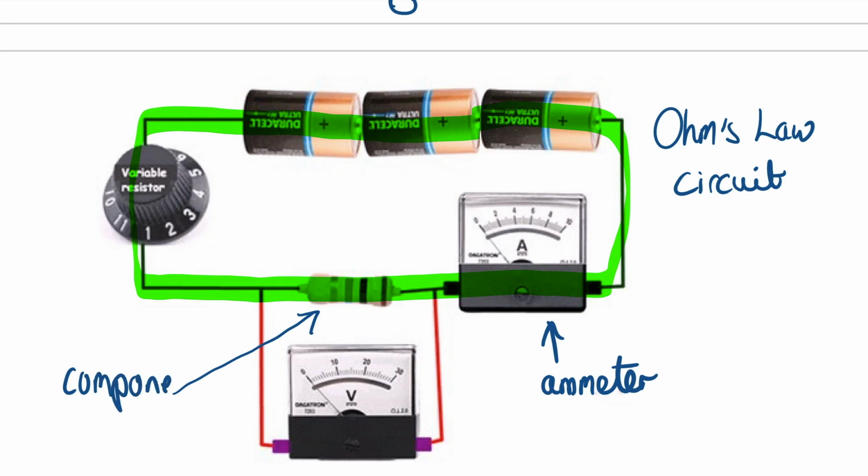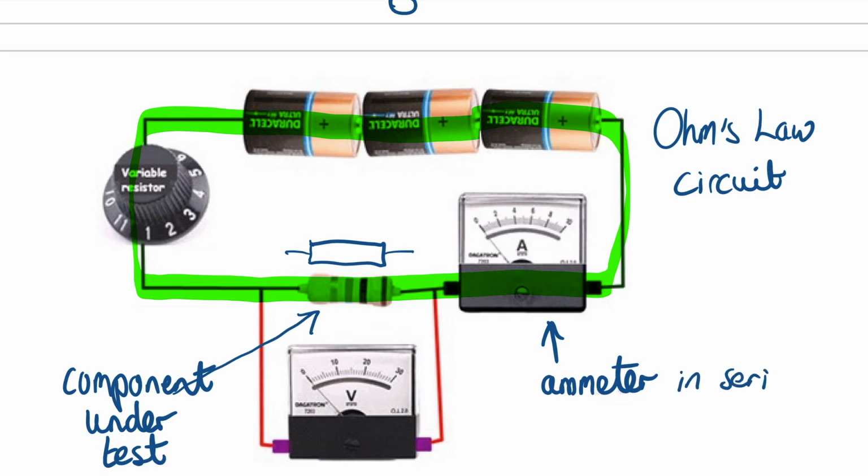Component under test. Now those of you that know what a resistor will look like, you'll realise that there, for example, will be part of our diagram up above. So we've got an ammeter in series. That means it's in the same loop as the resistor in this case.